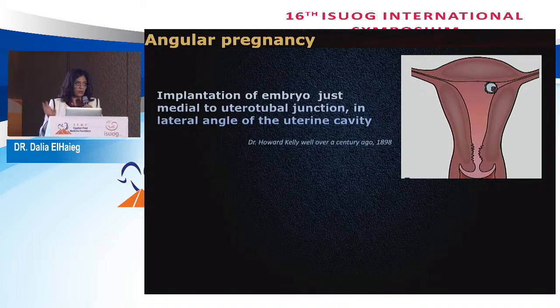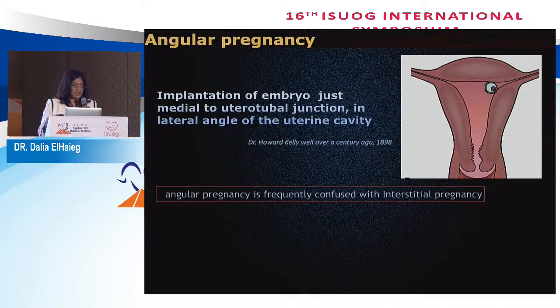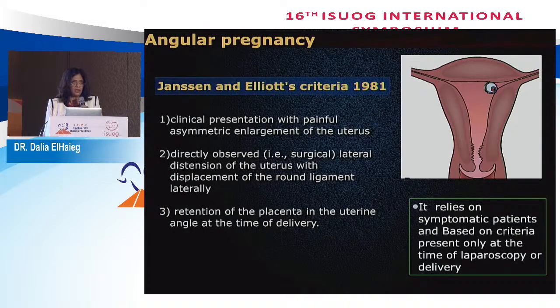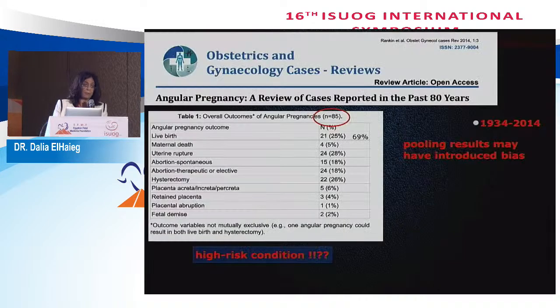Angular pregnancy has been described maybe 100 years ago by Howard Kelly as an implantation of the embryo in the cavity, but near the lateral angle or near the uterotubal junction. Angular pregnancy again has been confused with interstitial pregnancy, and Johnson and Elliot set criteria for its diagnosis that were based on the patient being symptomatic with asymmetric enlargement of the uterus, or during surgery, laparoscopy, or whatever, you notice that there is a lateral bulge on the outer contour with lateral displacement of the round ligament, or after delivery, there is a retention of the placenta.